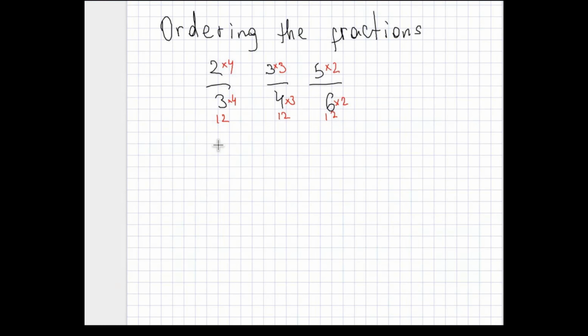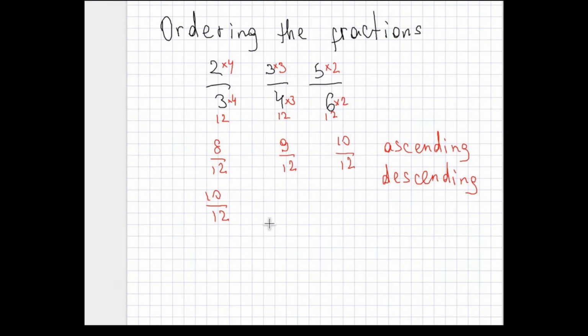So let me write our new fractions: this is 8 over 12, this is 9 over 12, and this is 10 over 12. It is perfect, we already have the fractions from smallest to largest. They can ask you to write in ascending order or descending order, where ascending order is from smallest to largest, and descending order is from largest to smallest.